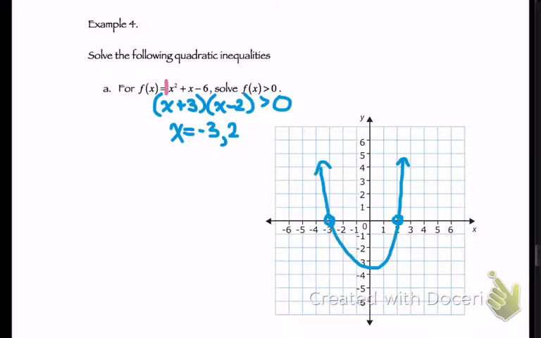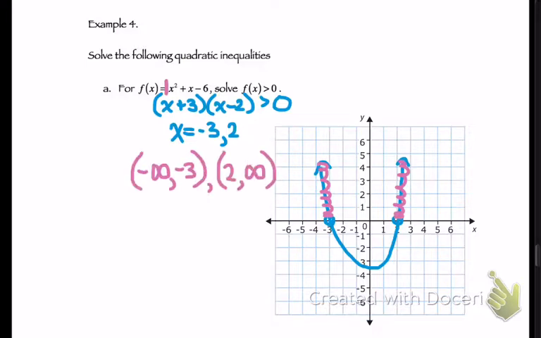So if I know my parabola opens up, there is my sketch. So I'm asking you, where is this greater than 0? Well, greater than 0, you would shade those two spots right there. How do I write that in interval notation? And it looks like there is my answer.